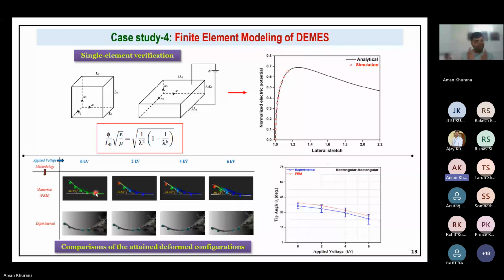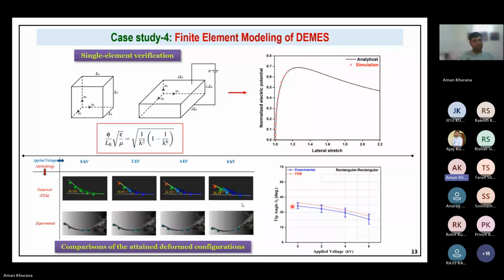So always we make a comparison with the experimental. The reason is the experimental is the actual thing, we have to be at the ground level. So whatever we are obtaining should match with the other tools that we are developing. So we also obtain a good trend match between the finite element simulation we developed and the experimental part.